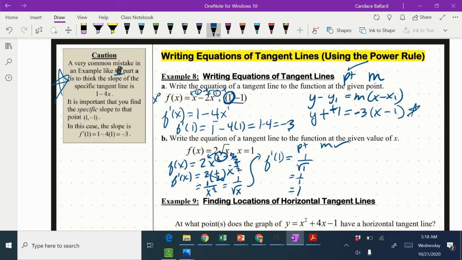I actually don't have the point this time. So I'm going to have to go back into my original function here and plug that 1 in to get the point. So f of 1 equals 2 square root of 1. And the square root of 1 is 1, and 2 times 1 is 2. So now I do have my point. So I'm ready to write my equation of my tangent line. So y minus the y value of the point, which is 2, equals my slope, which is 1, times x minus the x value of my point, which is 1. And again, I could simplify it more if I needed to.